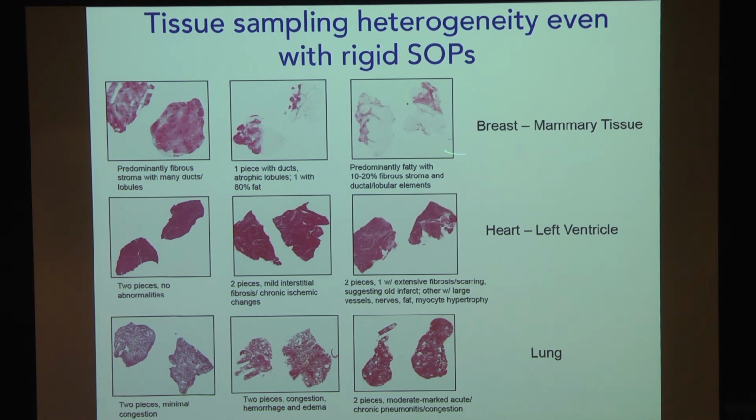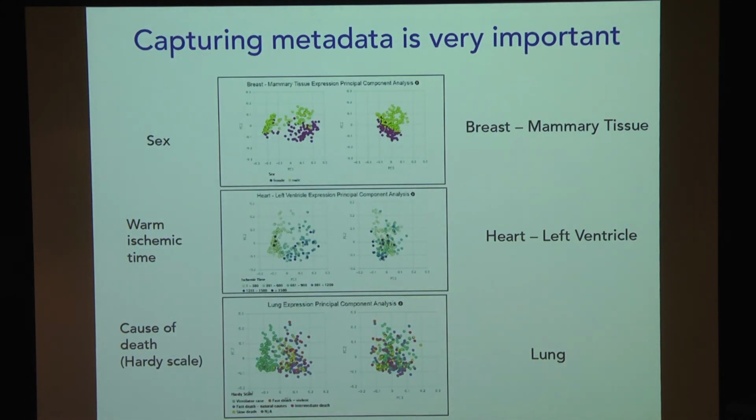If we look at 3 tissues, breast, heart, and lung, here we have an example with the pathology comments and the views. This is mainly fibrous with ducts and lobules, whereas this one is predominantly fatty and only 10 to 20% of duct lobular elements. Here in the heart, we have 2 pieces, no abnormalities, mild chronic ischemic changes and extensive scarring, and likewise across the lung. So despite these sampling in the same locations, there are still extensive differences. However, that said, those differences may still not drive most of the expression differences in the comparison between these.